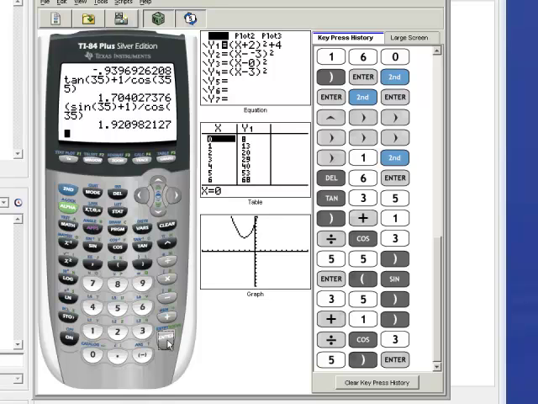Ooh, did I do something wrong? I don't remember doing anything wrong. Let's see, maybe I did something wrong when I typed it on here. That's interesting. That was kind of unexpected in my confidence. What could have possibly gone wrong? I got the secant.